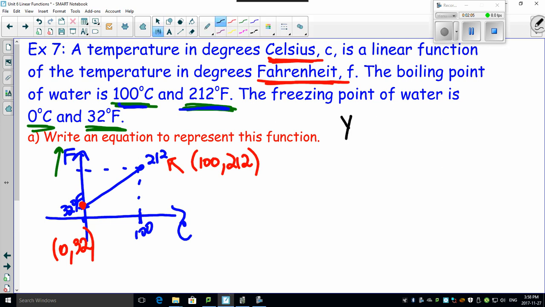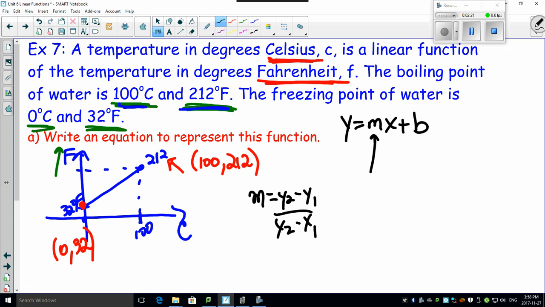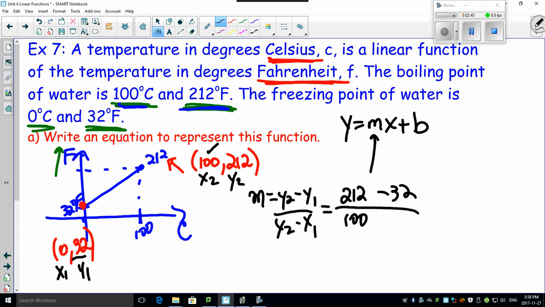First things first, you know that this is y equals mx plus b. The whole point now is to find m. Let's figure out m. So, m equals y2 minus y1 over x2 minus x1. There's our formula. Let's start labeling things. There's our first point at x1, y1. There's our second point of x2, y2. And let's just go to town. y2 is 212. Subtract y1, which is 32, over x2, which is 100, subtract 0.